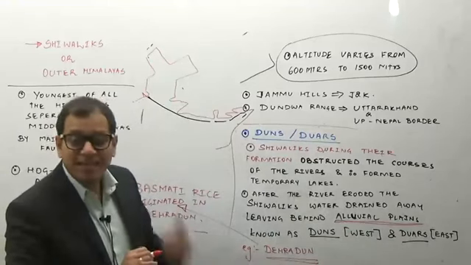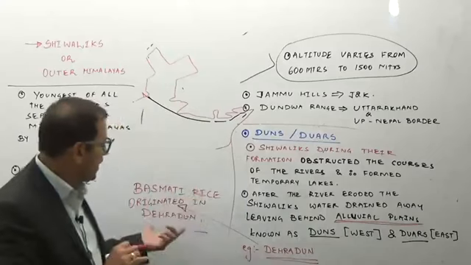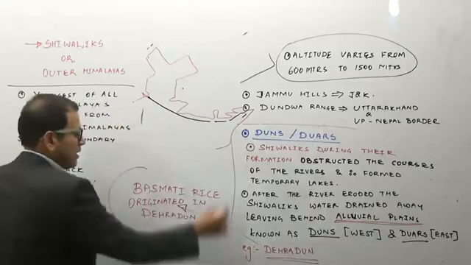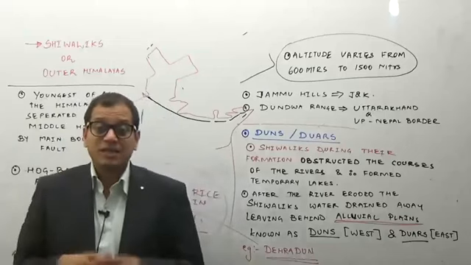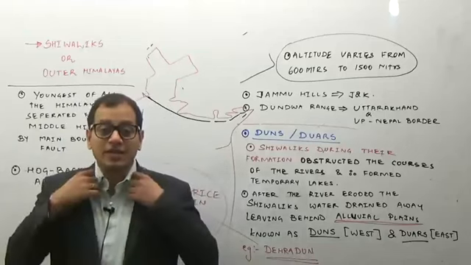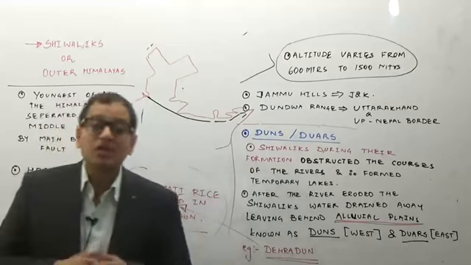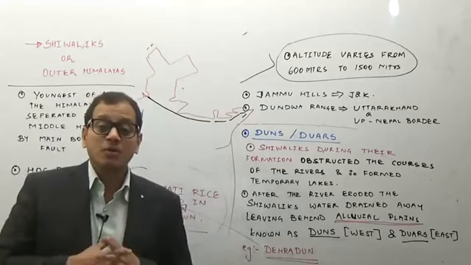That means it is a plain land. It is a fertile land. How fertile is it? You have a proof here. Basmati rice originated in the Dehradun region. The geographical indication for basmati rice is still for the Dehradun region. So this is all about the Shivalik ranges, and this is all about the Himalayas.